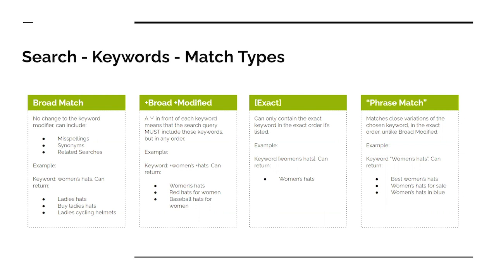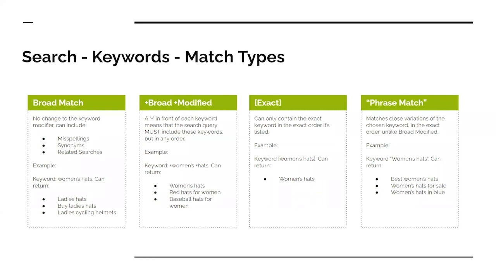Then we move on to broad modified. So a plus in front of each word means it must include those words, but in any order. So it doesn't have to be in that order. So the keyword plus women's plus hats can return women's hats, red hats for women, baseball hats for women, etc.